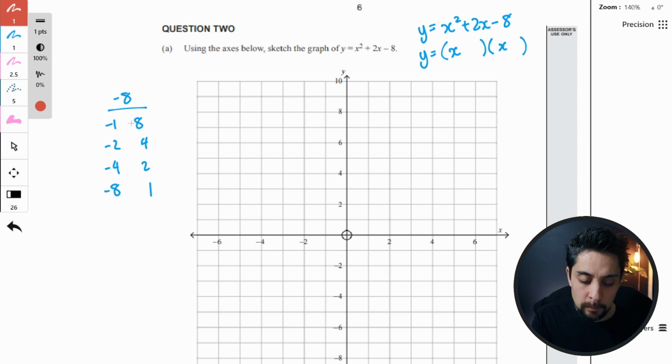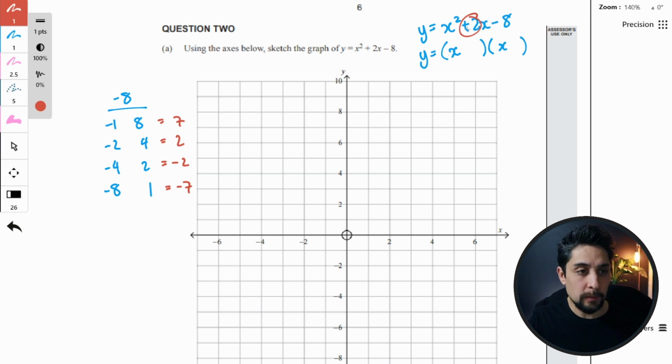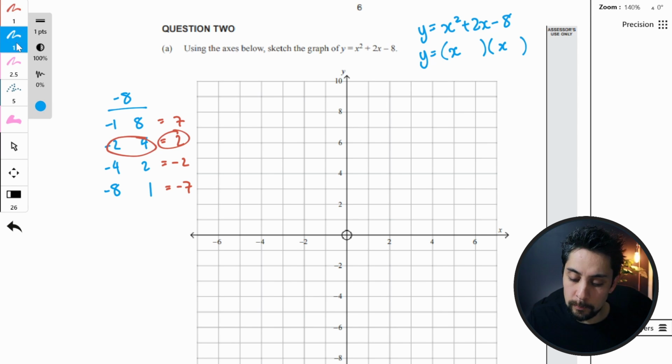So now we're going to look for the pairing, like a pair like negative 1 and 8, that add together to get positive 2. Well, negative 1 plus 8 is 7. Negative 2 plus 4 is 2. Negative 4 plus 2 is negative 2, and negative 8 plus 1 is negative 7. So which of those is positive 2? It's this one, 4 and negative 2. So our numbers that go in the brackets are negative 2 and 4.